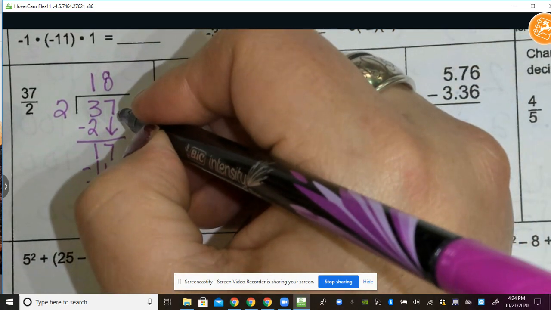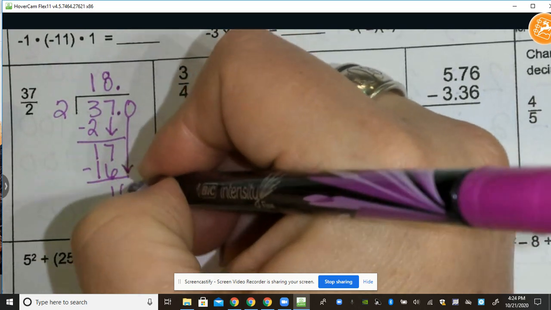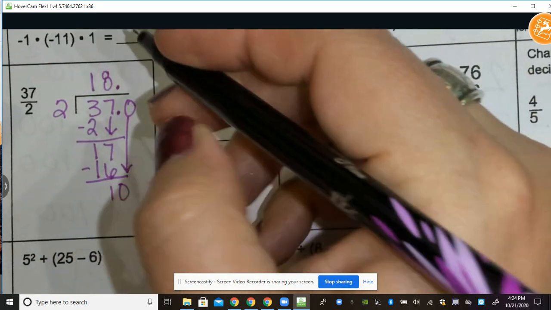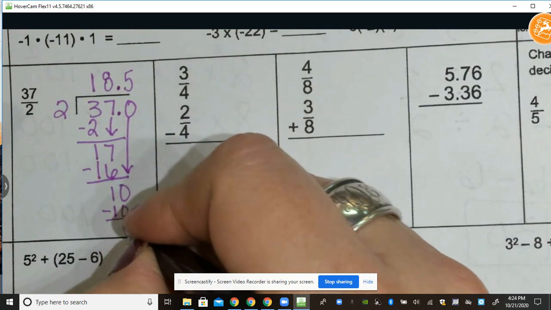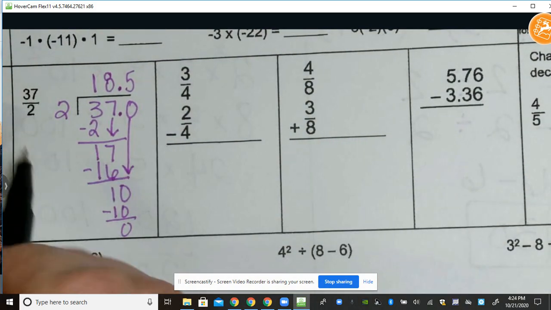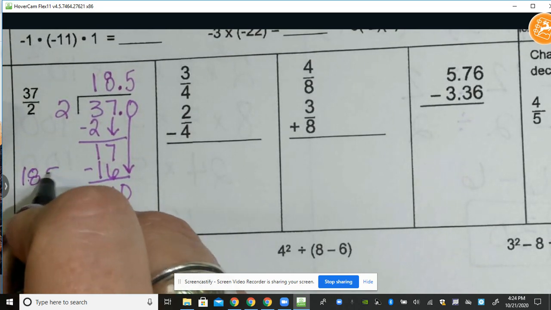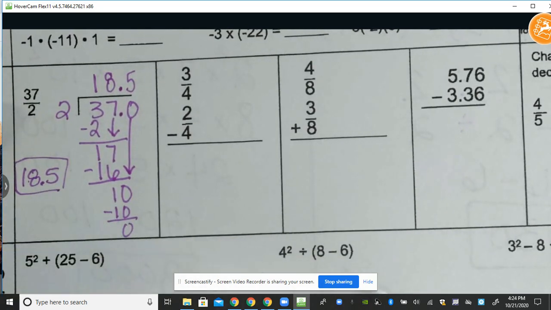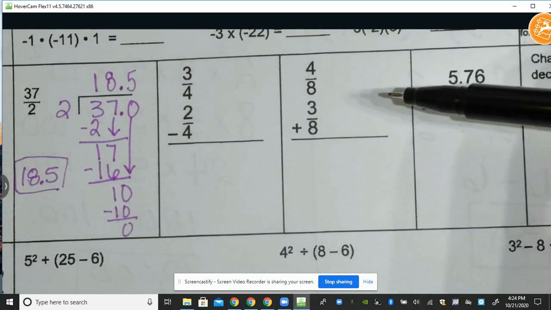So I need to put a decimal and bring down a 0. So how many times can 2 go into 10? Well, that's 5 times, which gives me 10 exactly, with the remainder is 0. So 37 halves is actually 18 and a half. So we have subtracting and adding fractions right here.